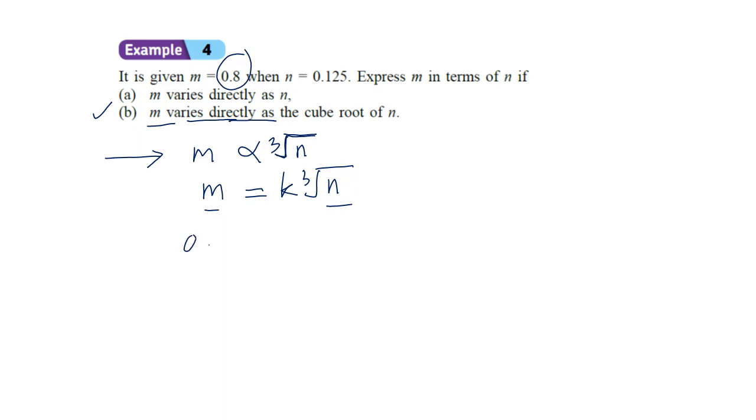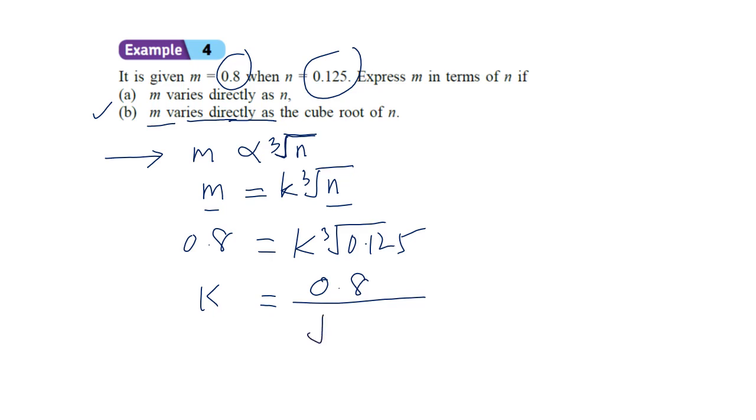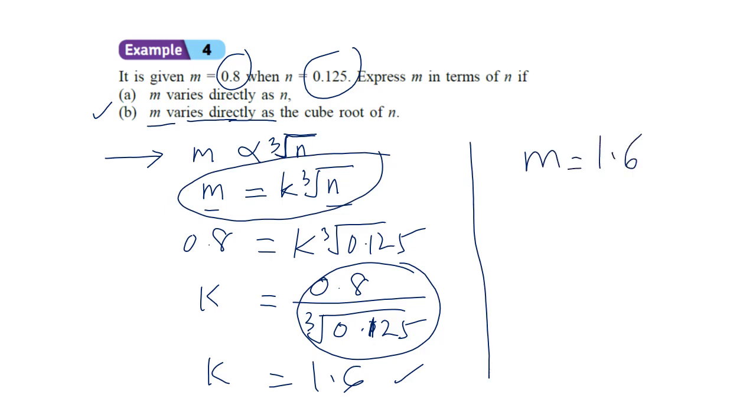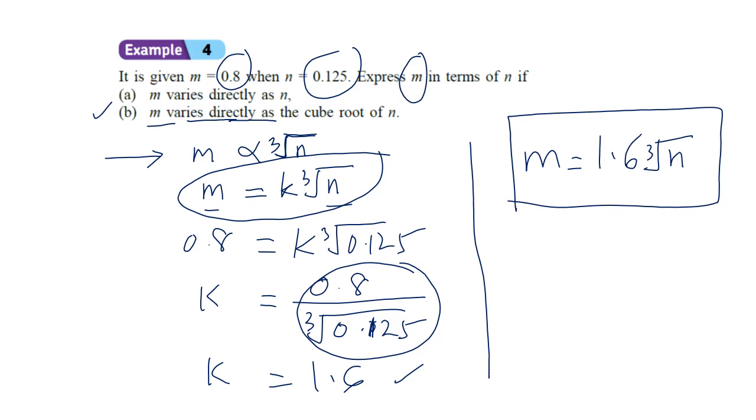Your m is 0.8 equal k cube root of n. N is 0.125. So k equal 0.8 divided by cube root of 0.125. So you just use your calculator, you'll get k equals 1.6. When you get your k 1.6, what do you do? You substitute into here. So m equal 1.6 cube root of n. So this is your answer. Express m in terms of n. So this is the answer.